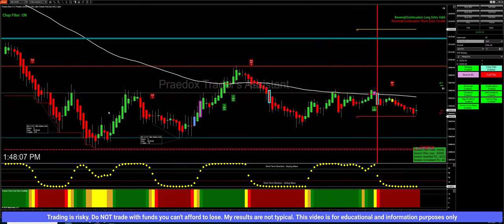So what the trend cycle wave does, it looks for these short-term waves and gives the trader an opportunity to take advantage of these short-term movements. Okay. So we've introduced this trend cycle wave trade in Praedox Trader's Assistant that we've been testing for the past week. So let's take a look.